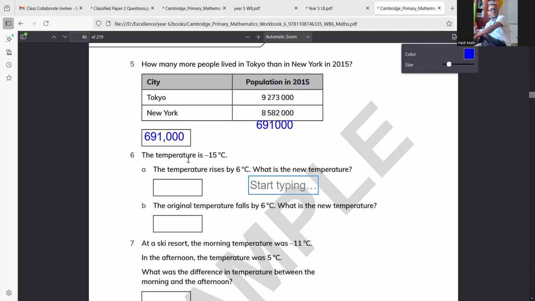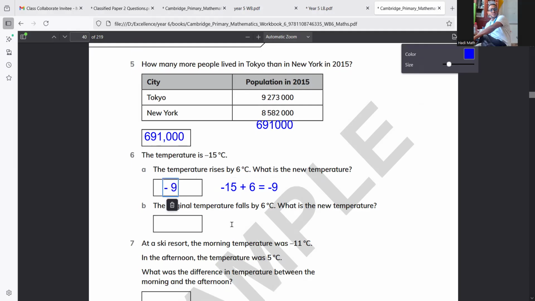Look at this question. We say the temperature is negative 15 degrees Celsius. The temperature raised by 6 degrees Celsius. What is the new temperature? So it's going to be negative 15 plus 6, and negative 15 plus 6 is equal to negative 9. So the answer should be negative 9 degrees Celsius, because we say the temperature is raised.